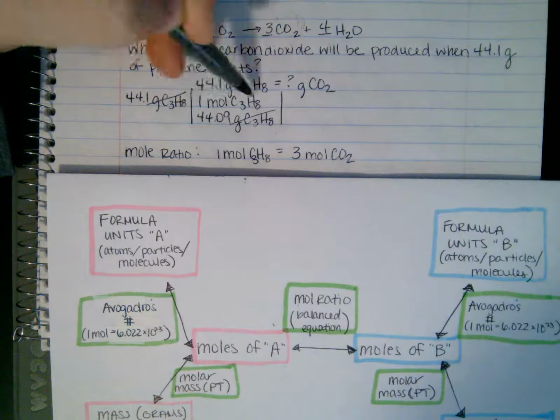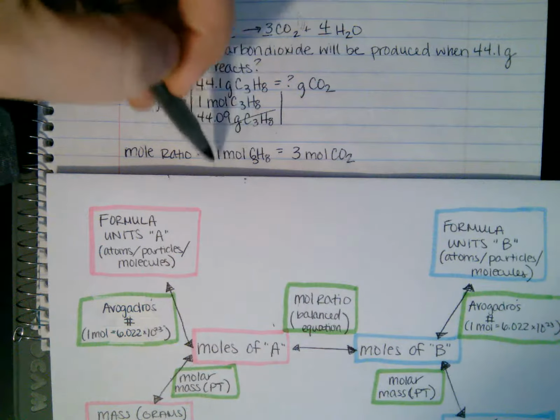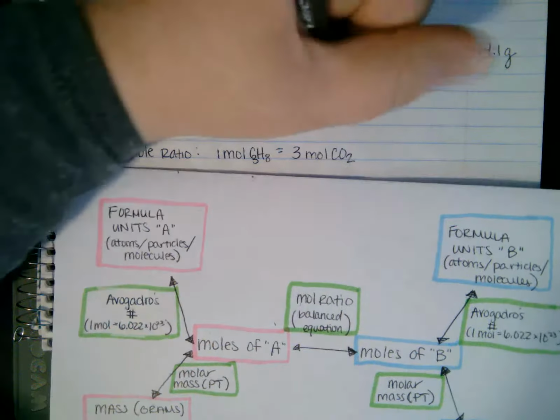Right now we are at moles of propane. We want to get rid of moles of propane, so we need to put 1 mole of propane on the bottom of our column in our T-chart.